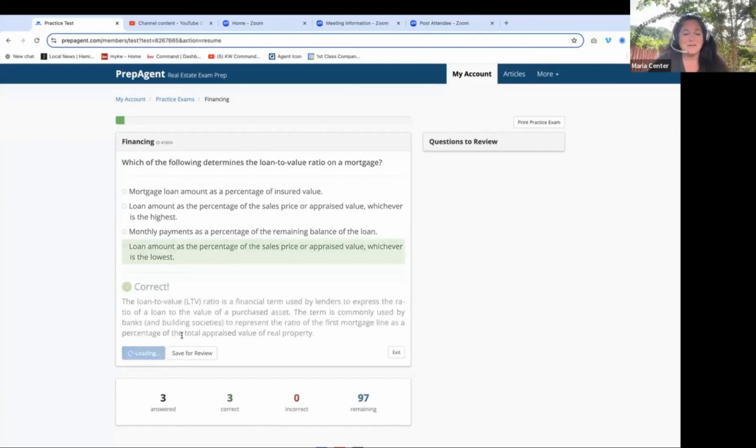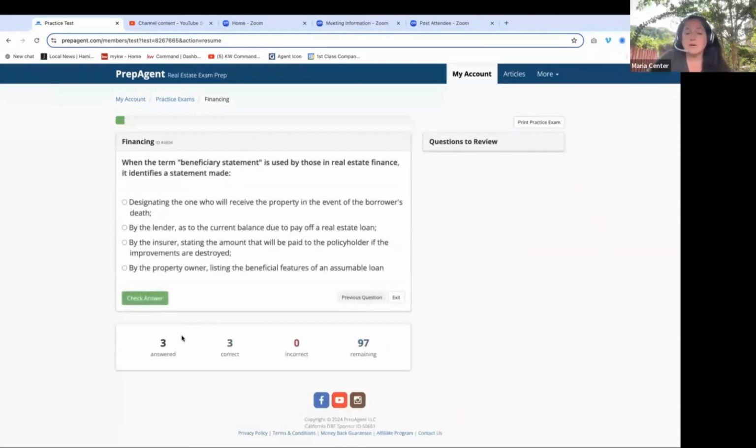Okay. So next question. When the term beneficiary statement is used by those in real estate finance, it identifies a statement made. Is it designating the one who will receive the property in the event of the borrower's death? Is it by the lender as to the current balance due to pay off a real estate loan? Is it by the insurer stating the amount that they pay to the policyholder if the improvements are destroyed? Or is it by the property owner listing the beneficial features of an assumable loan? What is beneficiary statement all about?